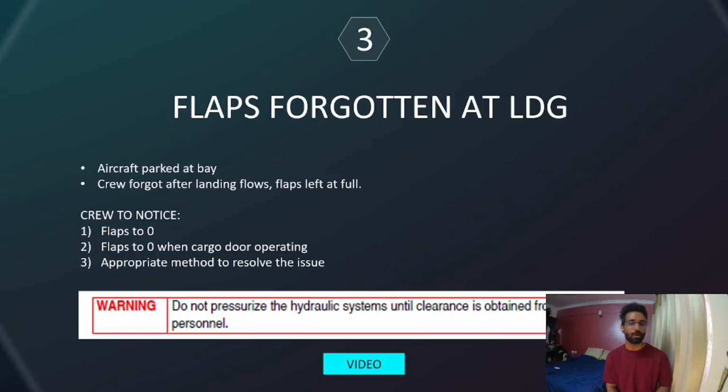And second, what is the right way to do it in case this kind of situation happens. So first we'll try putting flaps to 0. We'll see if something happens. There is no hydraulic pressure, so ideally nothing should happen. Then we'll put flaps to 0 when the cargo door is opening and see what happens. And third, we'll see the appropriate method to do this. Again, do not pressurize any system until you get the clearance from ground.